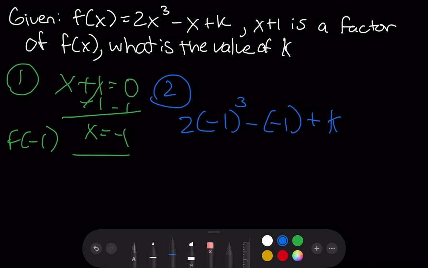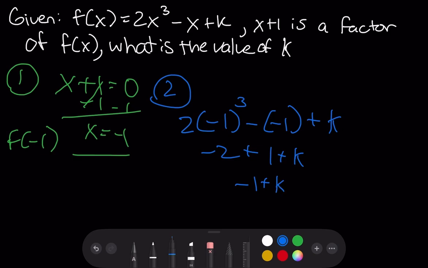So negative 1 times negative 1 is 1, and 1 times negative 1 is negative 1. And if we do negative 1 times 2, we get negative 2. Now if we have minus negative 1, we have two negatives which make a positive, so it's the same thing as saying plus 1. Then plus k. So negative 2 plus 1 is negative 1, and negative 1 plus k. So now we have that.